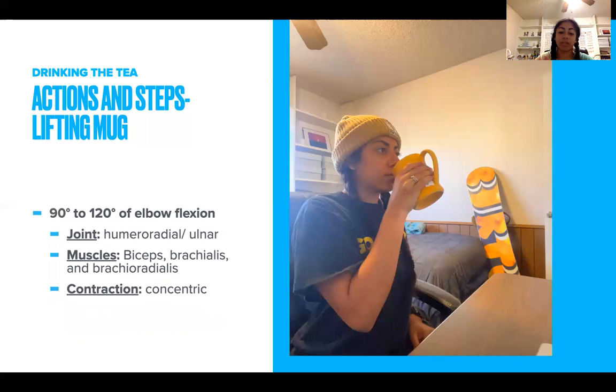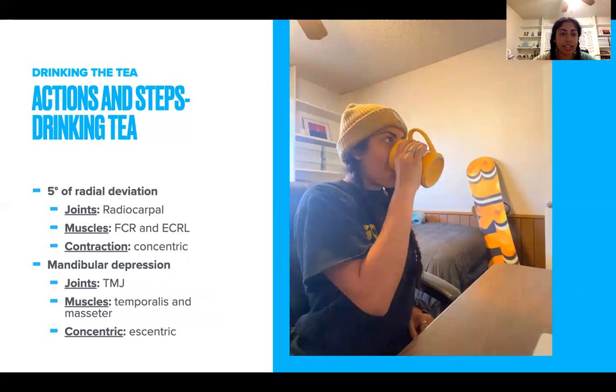The joints involved in the elbow would be the humeroradial and humeroulnar, and the prime movers would be the biceps brachii, the brachialis, and the brachioradialis. All right, so the next action step is going to be actually drinking the tea.